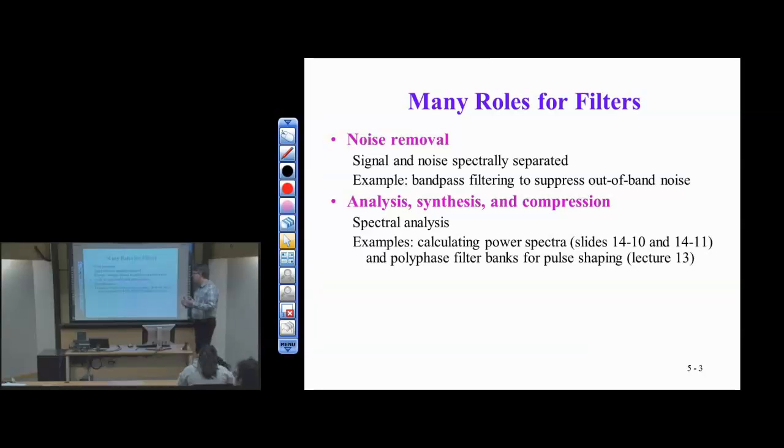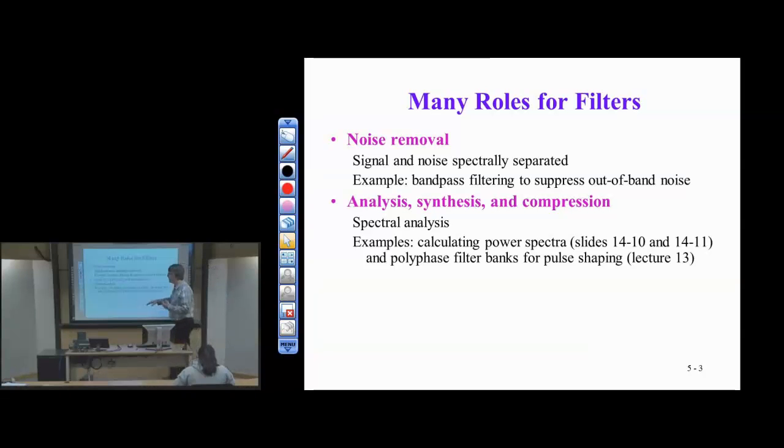And it turns out that the fast Fourier transform, and we'll talk about this at some point, can be thought of as a filtering operation. All right, but we'll leave that aside for now. And so we'll hear a couple of examples of analysis, synthesis, and compression using bandpass, low-pass, and high-pass filters.